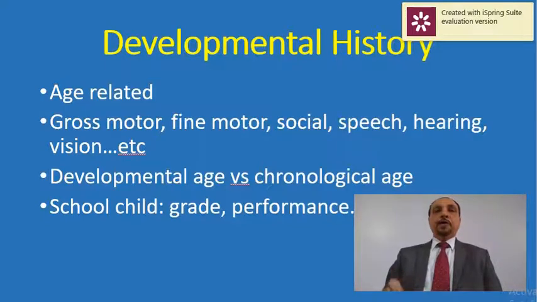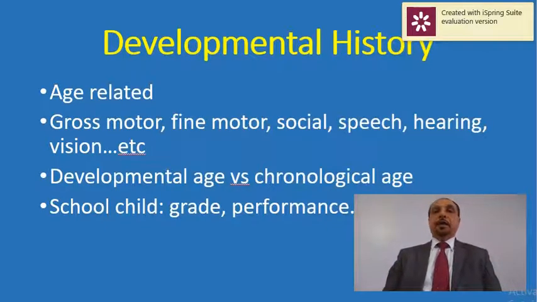The importance of the developmental history is to know the developmental age and to compare it with the chronological age. For example, some children are 3 years old, but the developmental age is 1 year only. He is 3 years, but he has, for example, only started to walk with one hand held, or he started to say Papa and Mama with meaning, and so on. So his developmental age is only 1 year, while his chronological age is 3 years.